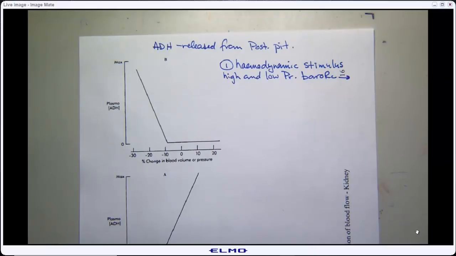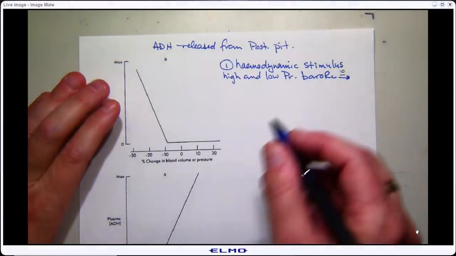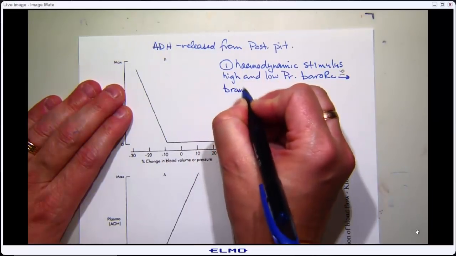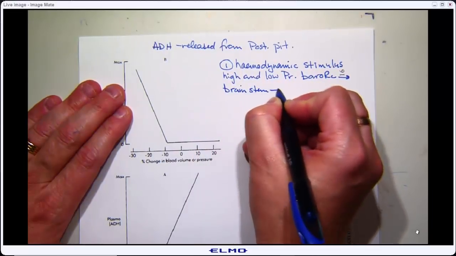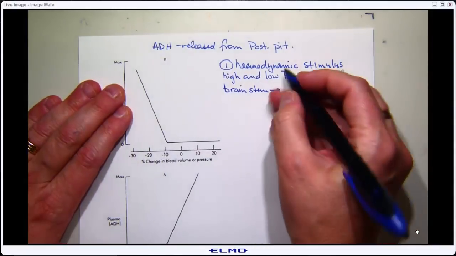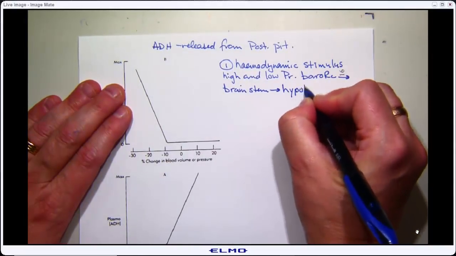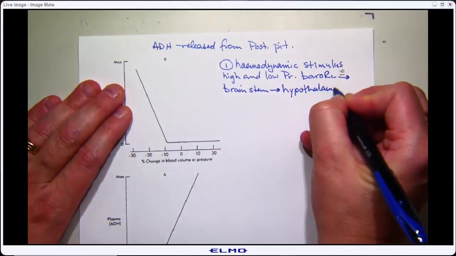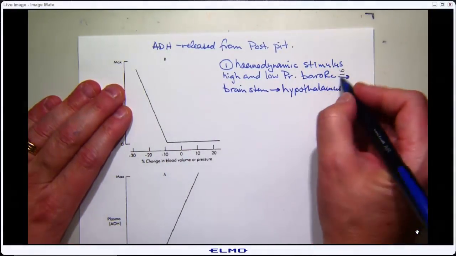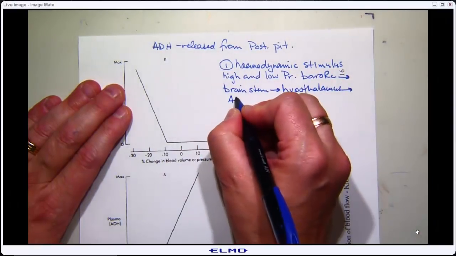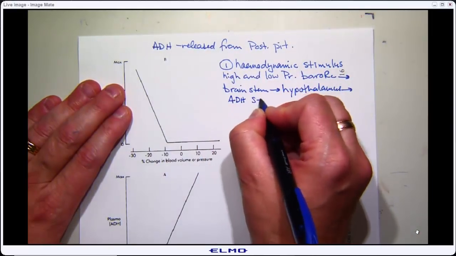Change the action potential frequency and pattern of high and low pressure baroreceptors to send information to the brainstem. That then changes the action potential frequency and pattern to nerves in the hypothalamus. So just a little passing of the information. And then the hypothalamus will change the behavior of ADH secreting cells.